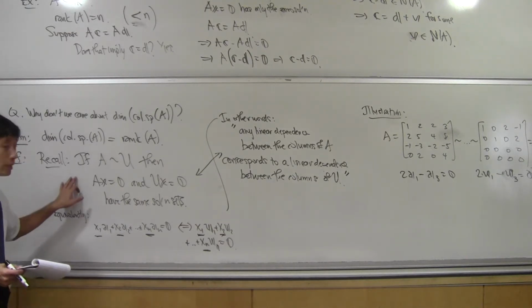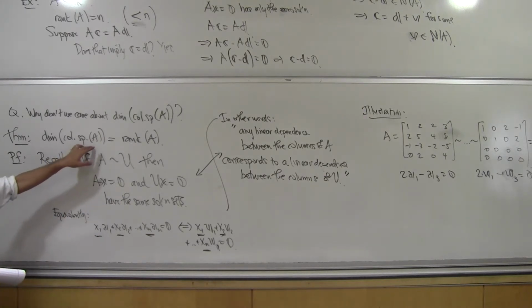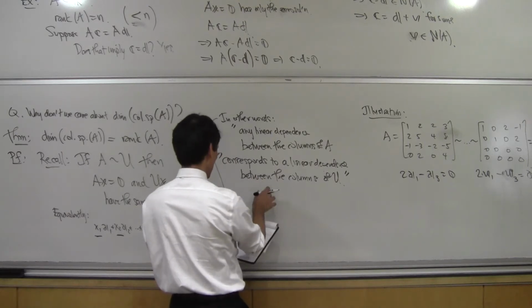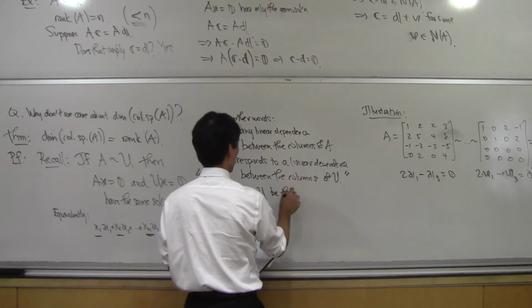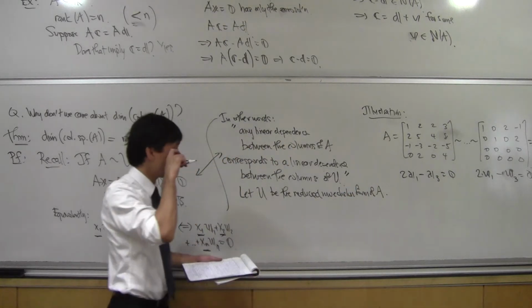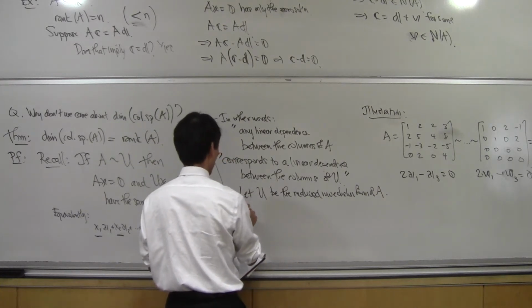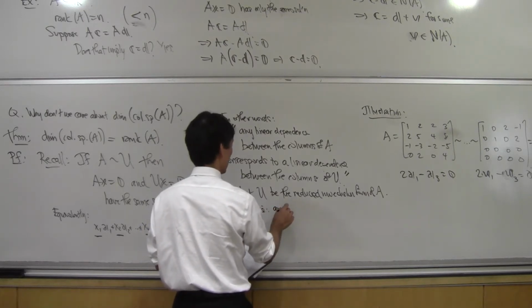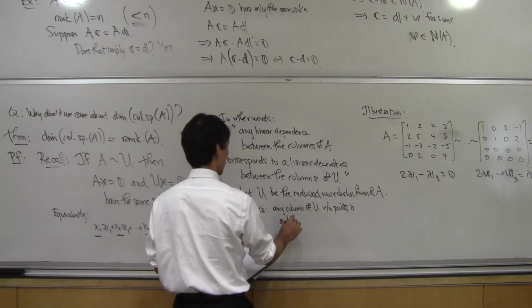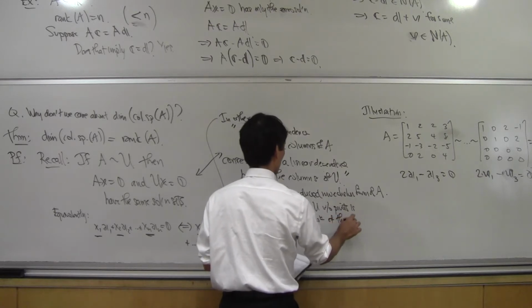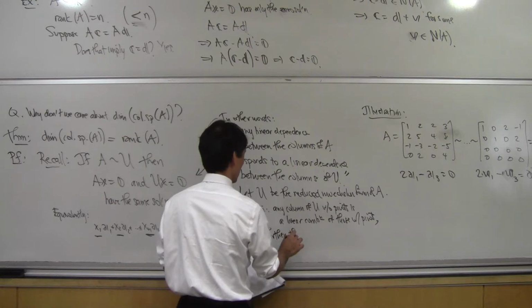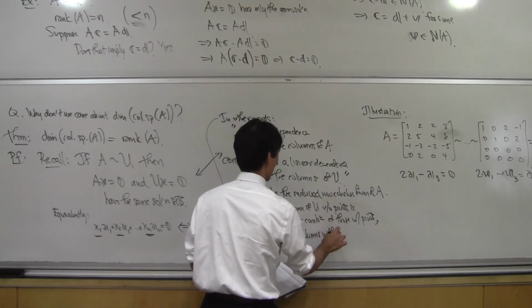Okay, so now let's go back to the proof over here. We're trying to see that the dimension of the column space is the same as the rank of A. So let's get back to the proof. Say, well, look, let U be the reduced row echelon form of A. Notice that any column of U without pivots is a linear combination of those with pivots. And further, the columns with pivots are linearly independent.